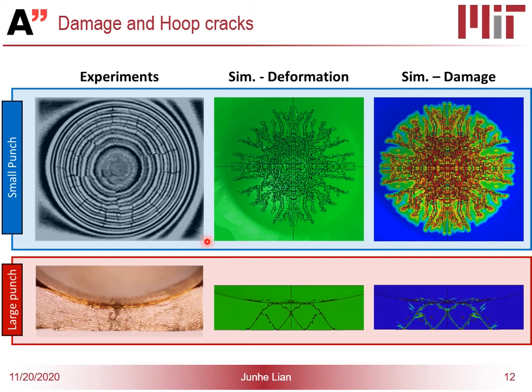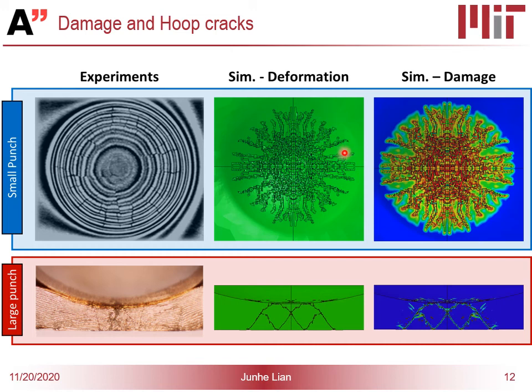So we try to use exactly the same model with the same set of material parameters, but to reveal all these features, we had to build up a 3D model instead of 2D. So this is the one first with a small punch. You can see we really capture quite well, not exactly, but quite well, the degraded damage zone in the center and also these hoop cracks.